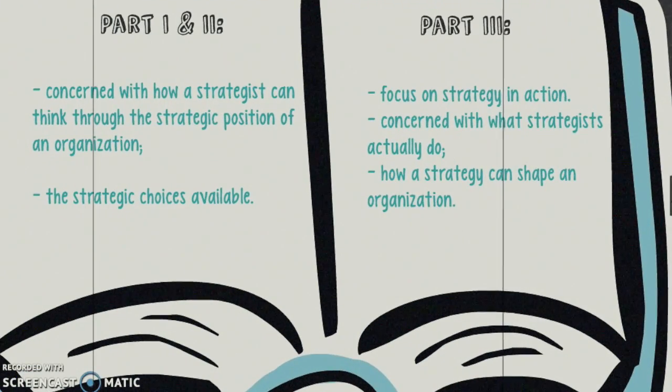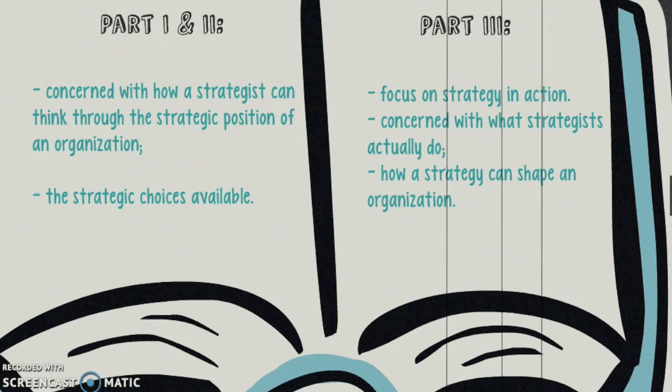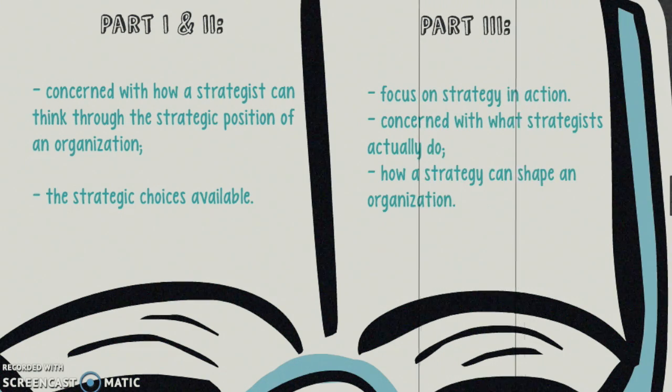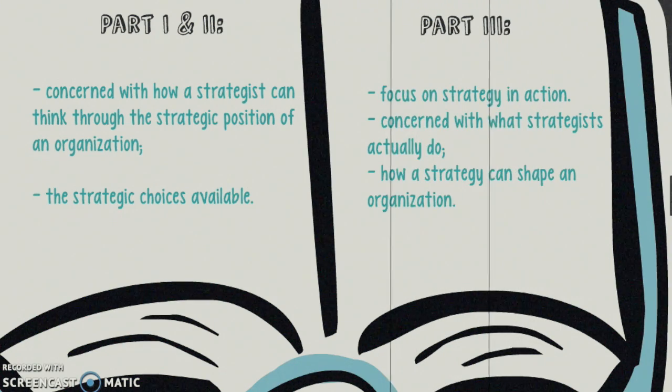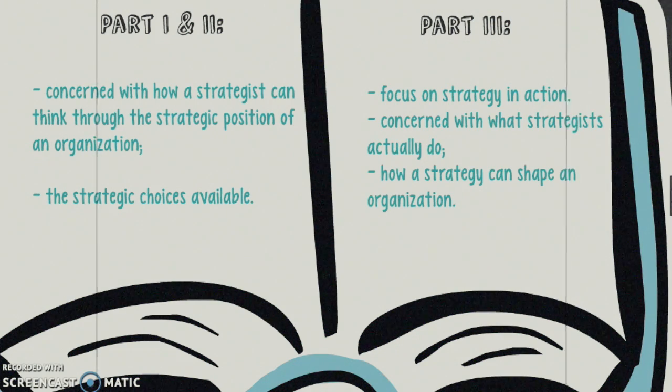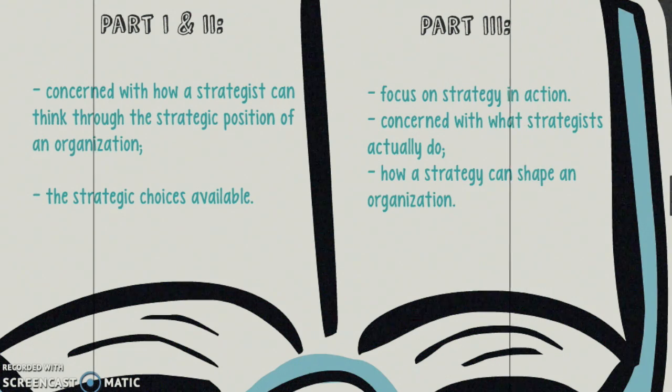So the first and the second parts of the book mainly involve the internal and external context of the organization as well as different kinds of strategies that are available. But moving on to part 3, it's going to focus on the process, in other words, in action. But more importantly, it involves how the right decision can shape the future of the company.